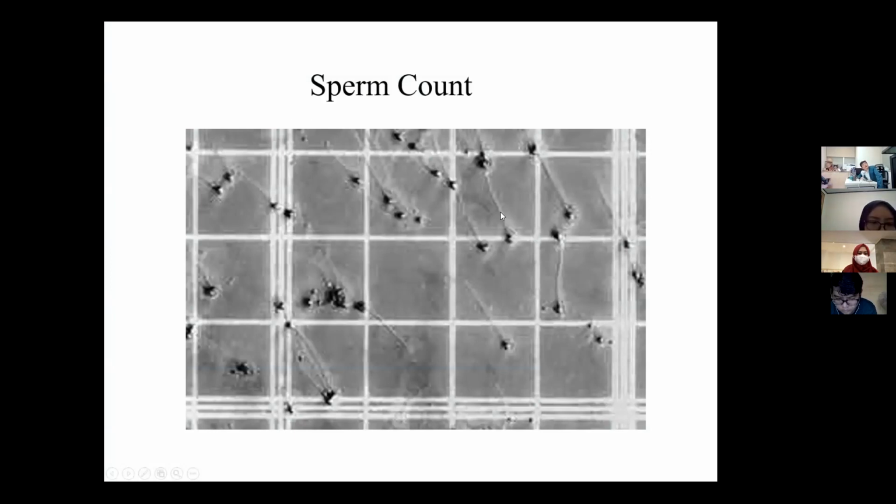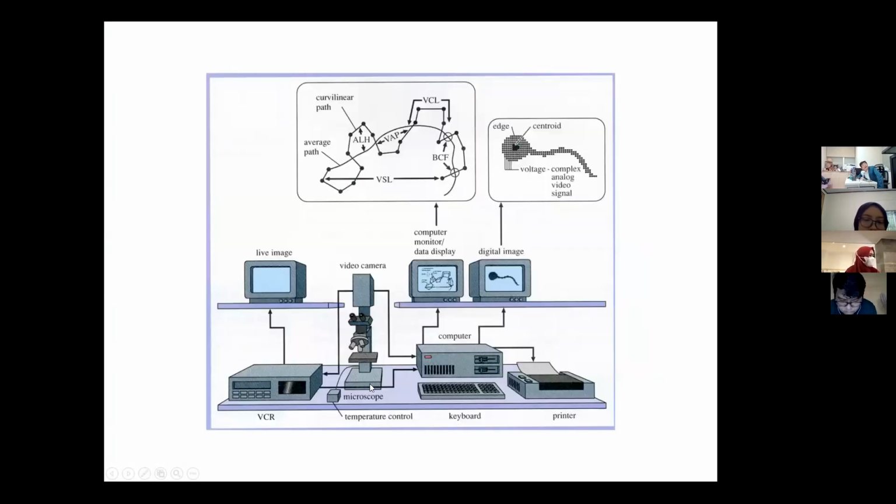This is a sperm count. Okay, you can see this is a sperm, this is the tail, how many sperm there are, and how is the motility. So this is the microscope, and we have a monitor to see the sperm in a digital image.